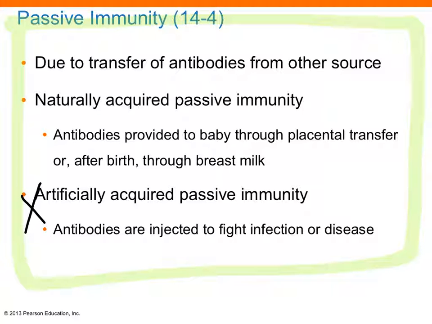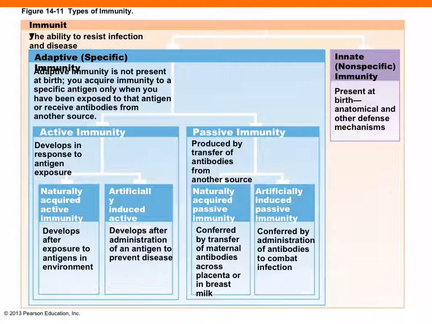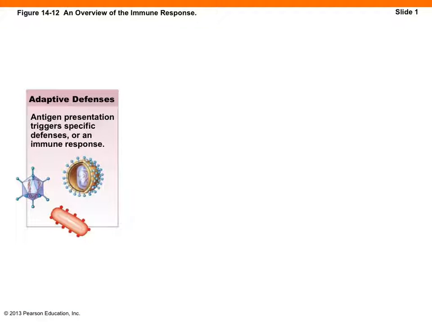Make sure you know that. These will be on the test. Look over this chart and it shows you how we have immunity, and then we have innate and adaptive. And then from adaptive, we have active immunity, naturally and artificially acquired, and passive immunity, naturally and artificially acquired. The next three slides show the adaptive defenses.